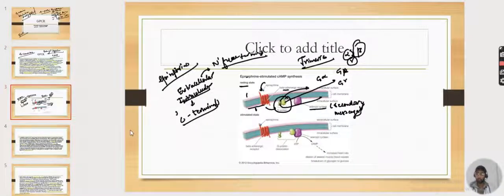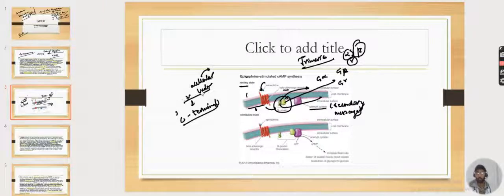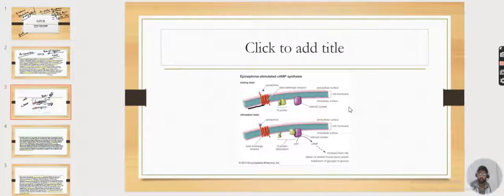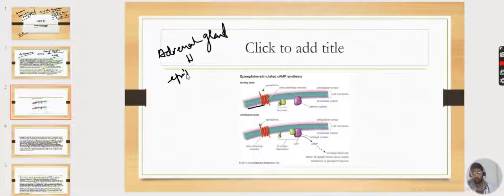So we talked about the resting stage of GPCR. Let me erase it so that we can have a stimulated phase of GPCR. I'm just erasing everything so that we can have a stimulated phase. For example, our epinephrine is secreted from the medullary region of the adrenal gland. The adrenal gland secretes epinephrine.